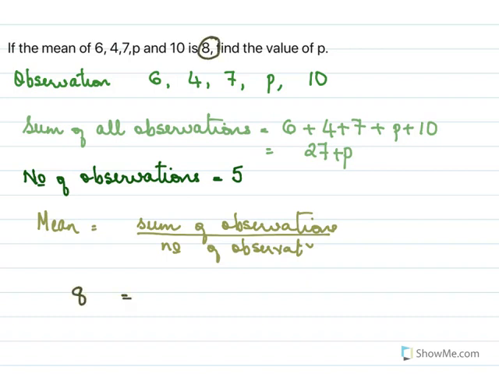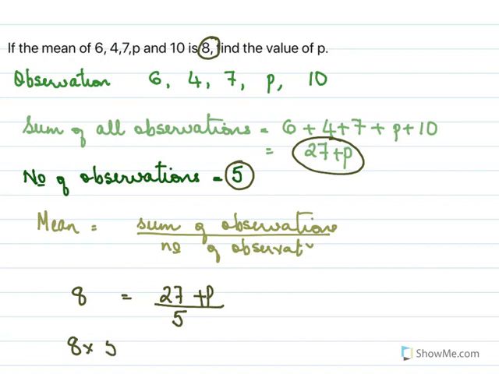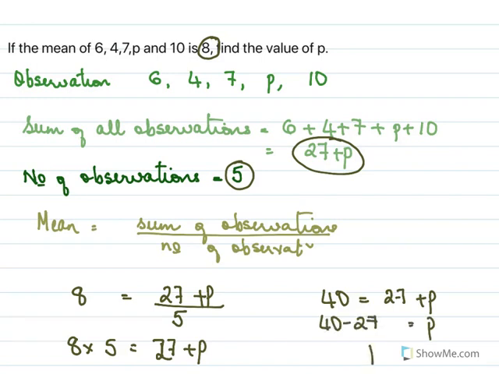So 8 equal to the sum, which is 27 plus P, over the number of observations, which is 5. So when we cross multiply, we get 8 into 5 equal to 27 plus P. So 40 equal to 27 plus P. P equal to 40 minus 27. So P equal to 13.